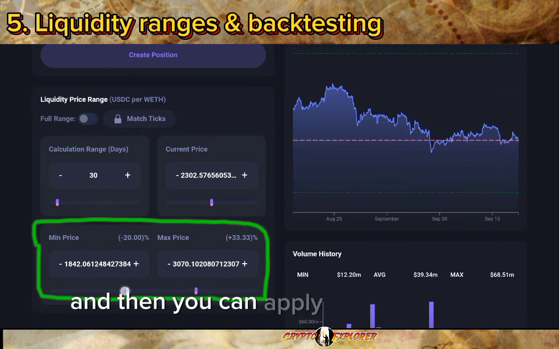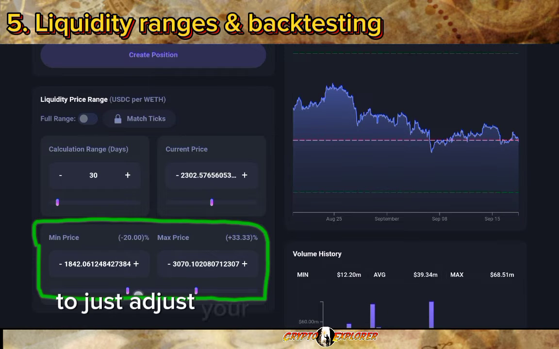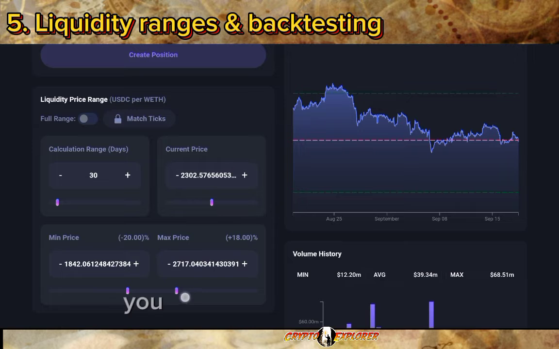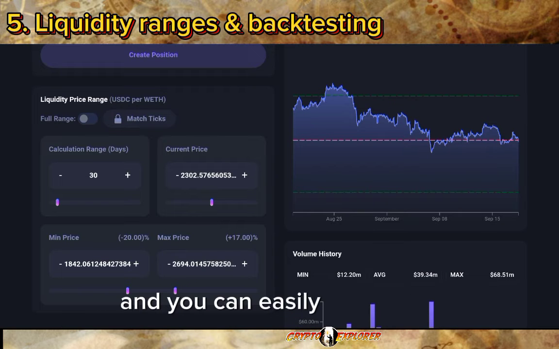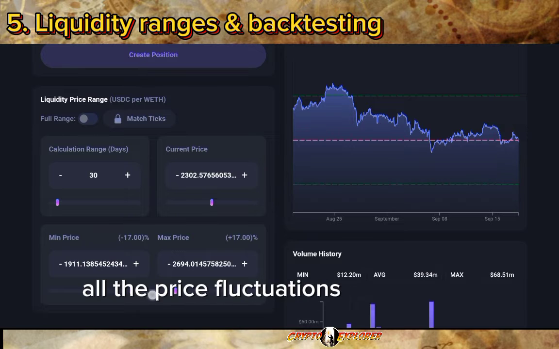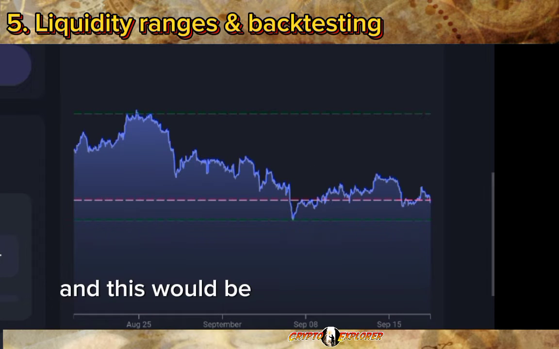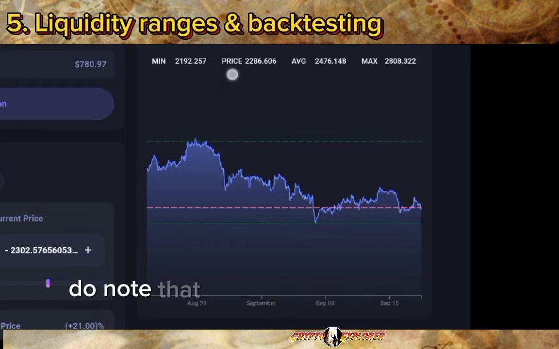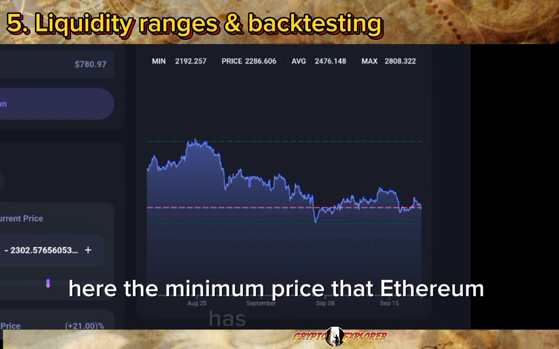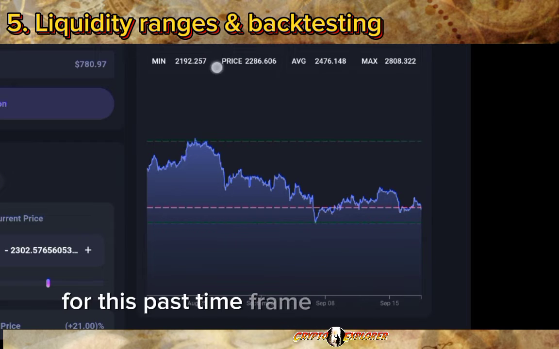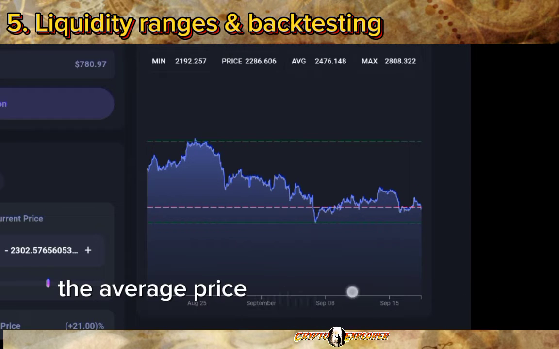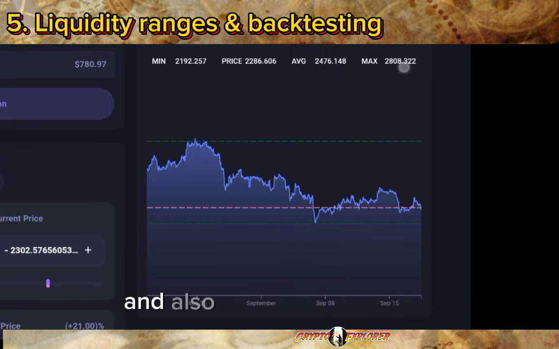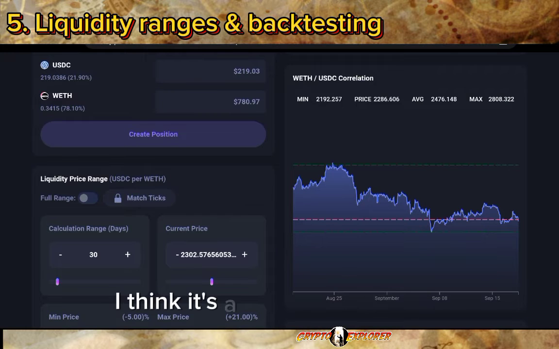And then you can apply this slider here to just adjust your bottom and top ranges. You can see that as you slide, it adjusts in real time on the chart, and you can easily snuggle in all the price fluctuations for the past month. And this would be the end result of backtesting with all the price fluctuations. Now also do note that Metrix gives you a ton of valuable info here: the minimum price that Ethereum has achieved for this past time frame, the current price, the average price within this current time frame, and also the max price. Overall, I think it's a very complete tool.